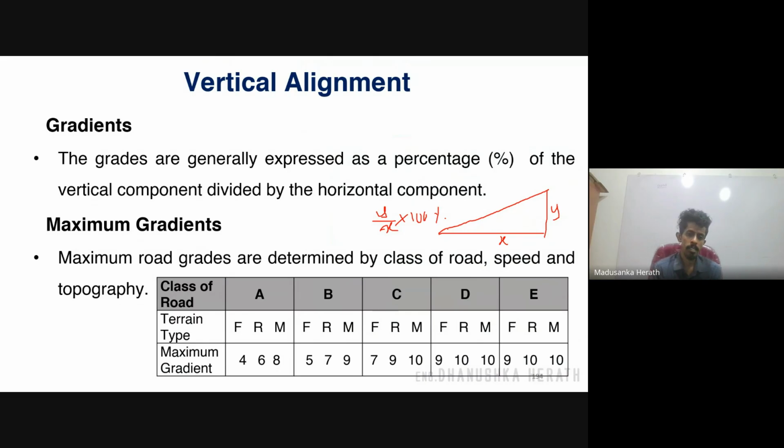Right, then there are some maximum gradients for a road, so that will depend on the road class and the terrain type. Road class we can divide into 5: A, B, C, D and E, and the terrain type we can divide into 3: flat terrain, rolling terrain and mountainous terrain. F means flat terrain, R means rolling terrain, M means mountainous terrain, and these are the gradient values. So we have discussed this previously.